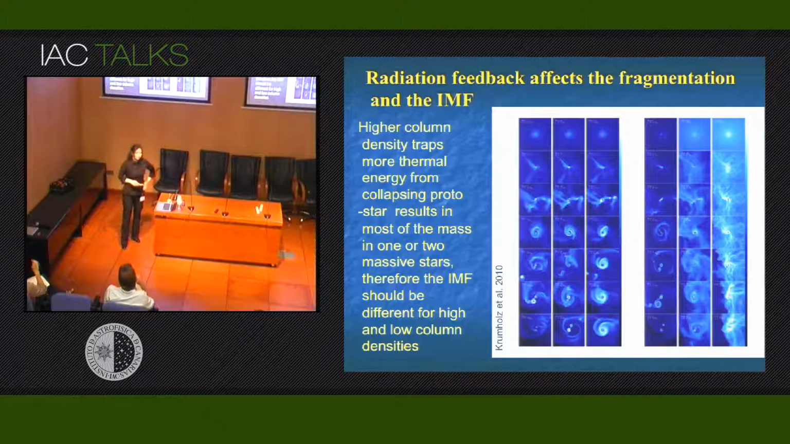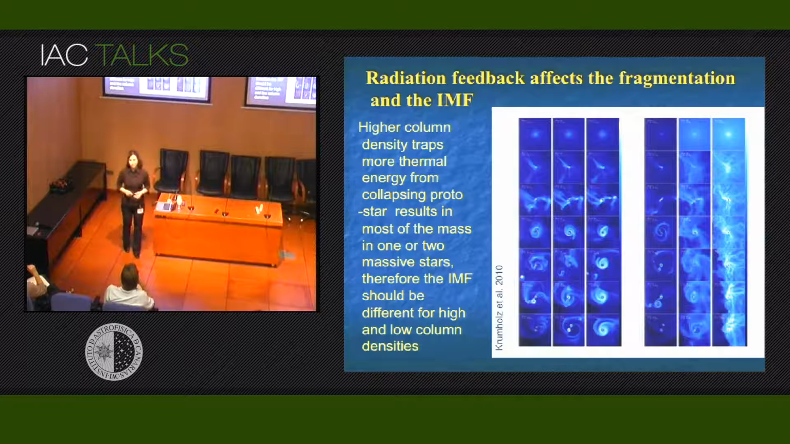But if the clump itself has a very high density, that thermal energy cannot escape and stays within the cloud itself. When you cannot release the thermal energy, you have a more stable region. You have a big, massive clump which cannot fragment because it cannot release the thermal energy, and you may end up with a very massive star. So they did this simulation to see what happens at three different density levels.